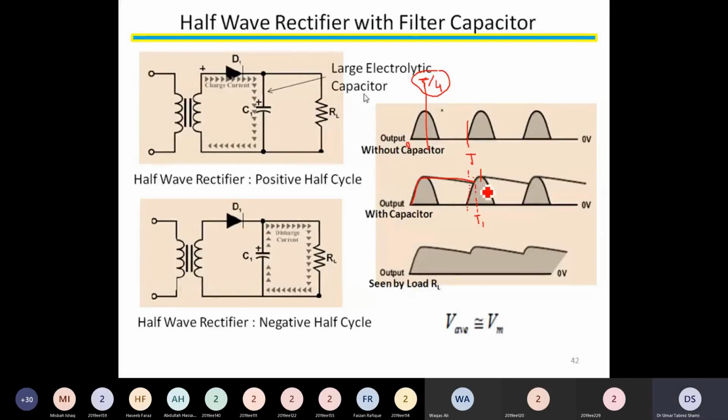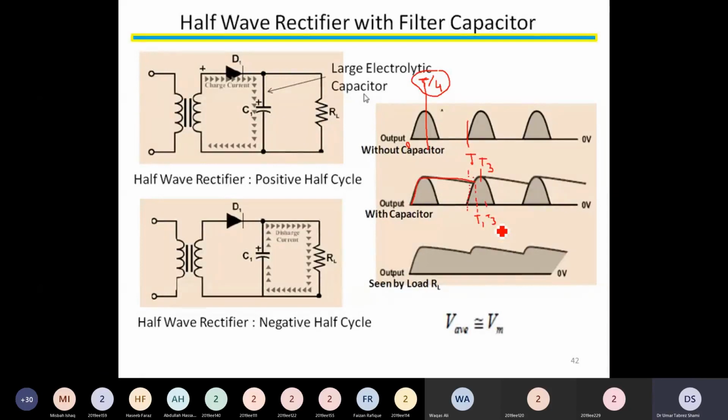Then from time T1 to the maximum point, again the capacitor will charge. The capacitor will charge from time T1 to time T3. This is a very small window in which the capacitor has just to charge itself. And during this time, large current will flow from the power supply into the capacitor. And for the remaining times, the capacitor will serve the output voltage.